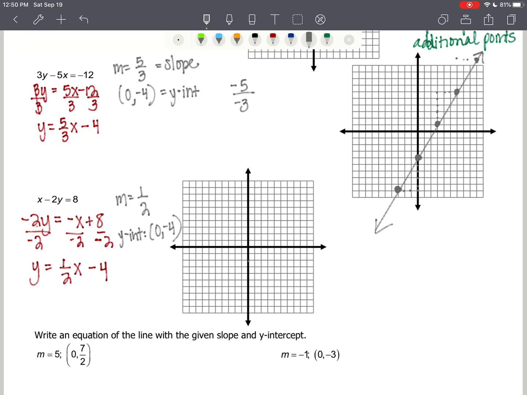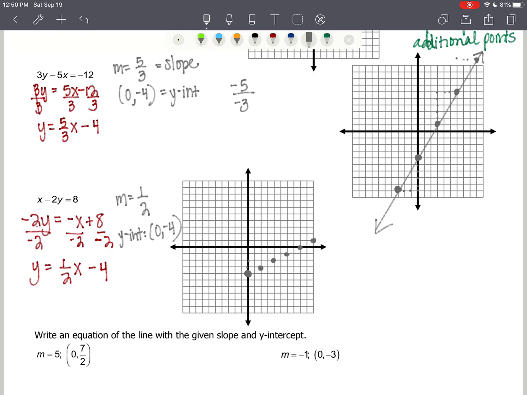So we're going to go down to -4 on the y-axis. And then from that point, we're going to use our slope. Up 1, right 2, up 1, right 2, up 1, right 2, up 1, right 2, up 1, right 2.